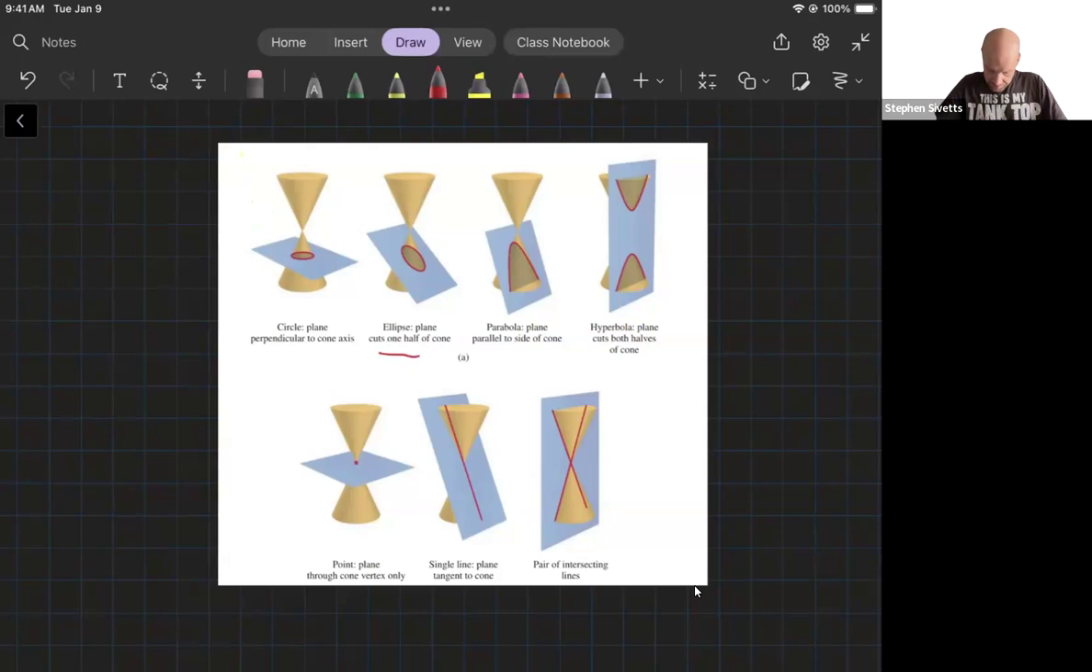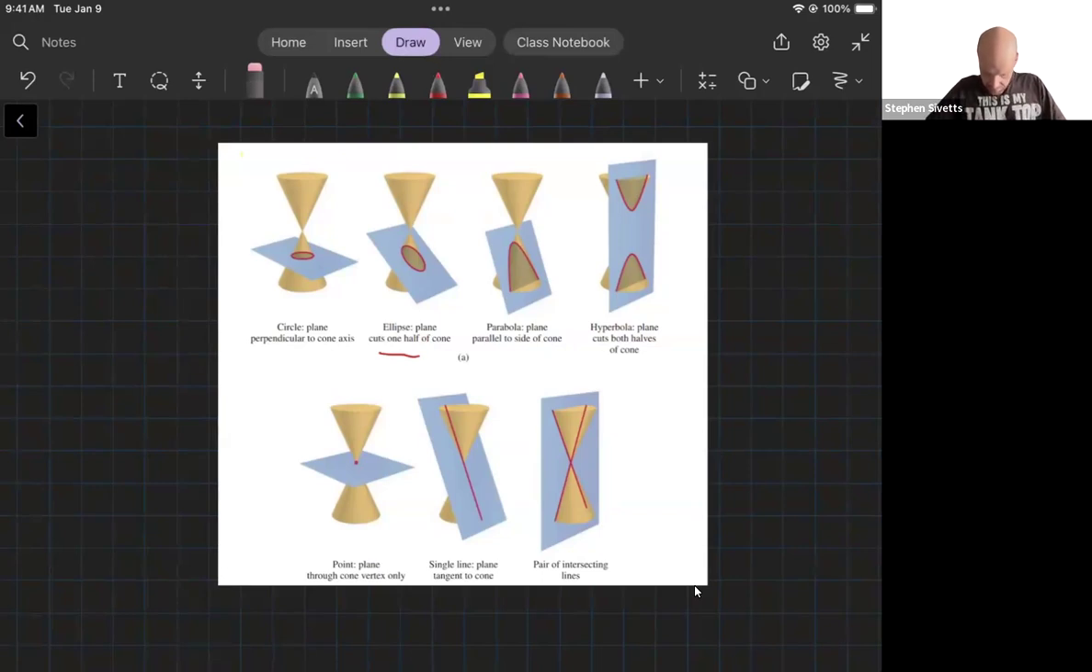A parabola is where you have the plane that's parallel to one of the sides of the one-sided cone. So this could be parallel to the right side of the bottom side of the cone. And you'll get a parabola.